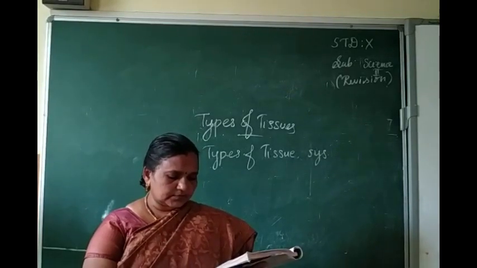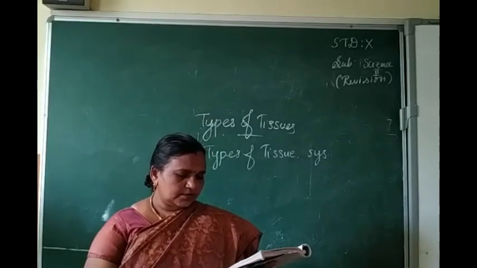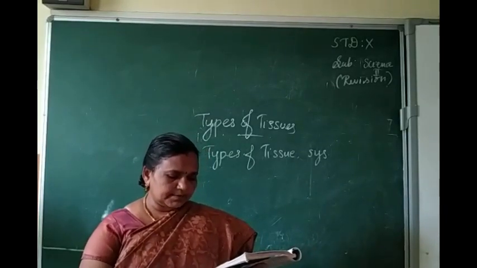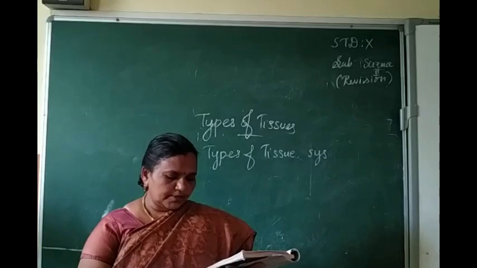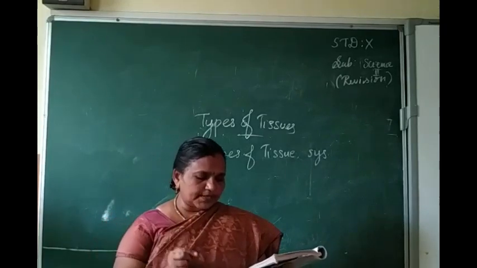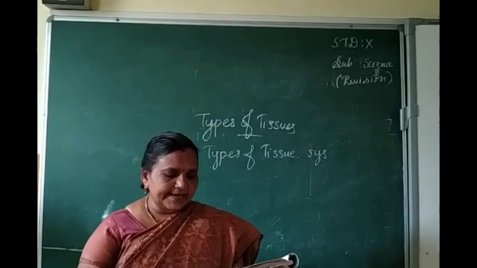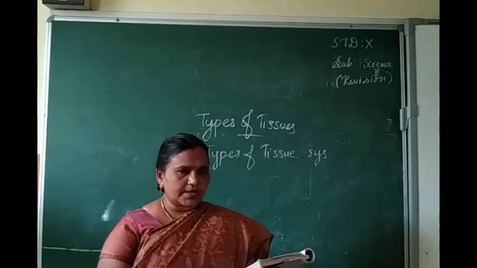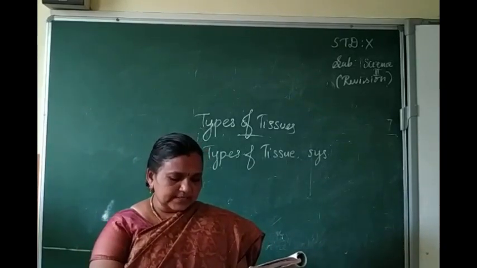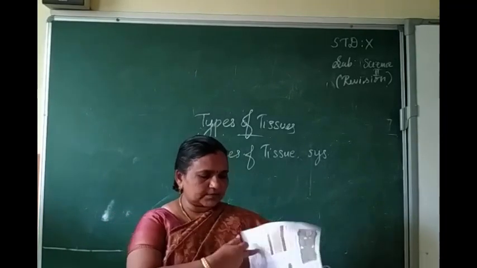Villiform cells are present in the epidermis, page number 179. See under the heading epidermis, villiform cells. Some cells of the upper epidermis in isobilateral leaves or monocot leaves are large and thin walled, so they are called villiform cells.